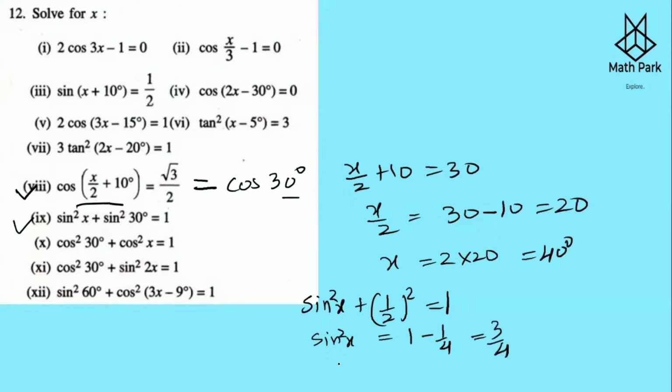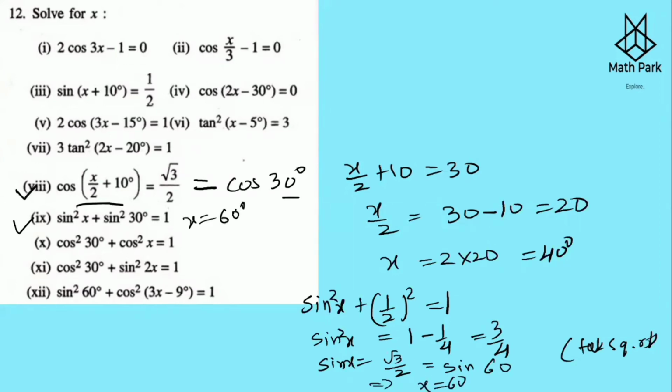Now take square root on both sides. We get sine x is equal to root 3 by 2. And we know that sine 60 is root 3 by 2. So this implies x is equal to 60 degree. So we got the value of x as 60 degree for the 9th question.